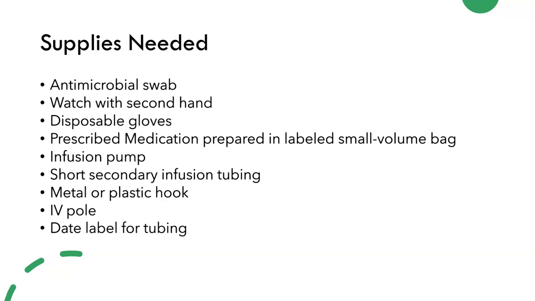So this is the date label for the tubing. Every facility is a little bit different. I know at St. Bernard's, they want their standard tubing to be changed every 96 hours. So they'll be labeled for the date that it needs to be changed. They have days of the week stickers, so it'll say needs to be changed on Monday or whatever. That way the nurse who has them on Monday knows that their IV tubing needs to be changed.